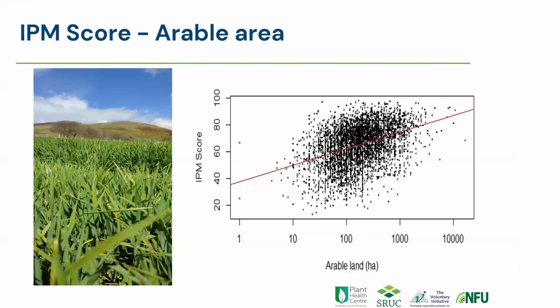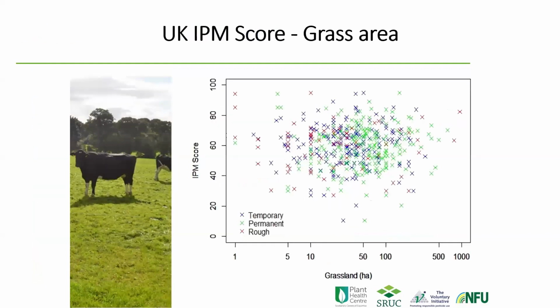Interestingly, when you look at the arable area and the IPM scores that people get, the larger the unit, the better they score, is the trend. Of course, there are exceptions, but that's kind of interesting. It may be that larger farms have more scope to diversify, have broader rotations, or it could be simple things like they have more time to leave and go for training and pick up information. So that's just a point of discussion.